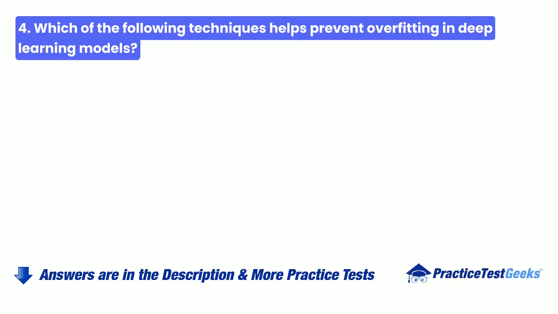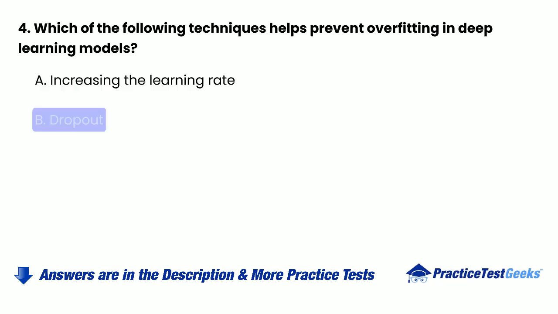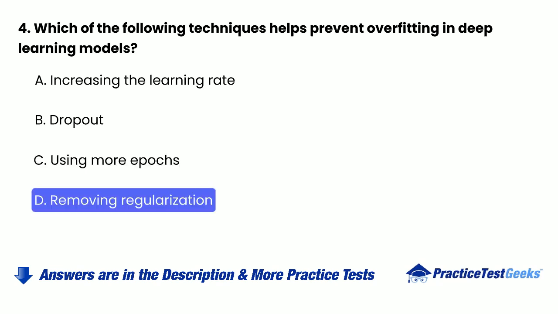4. Which of the following techniques helps prevent overfitting in deep learning models? A. Increasing the learning rate. B. Dropout. C. Using more epochs. D. Removing regularization.